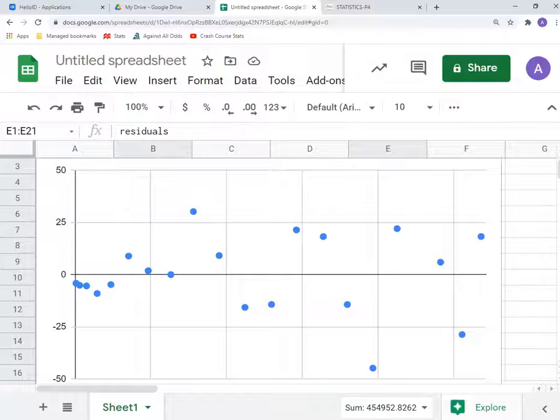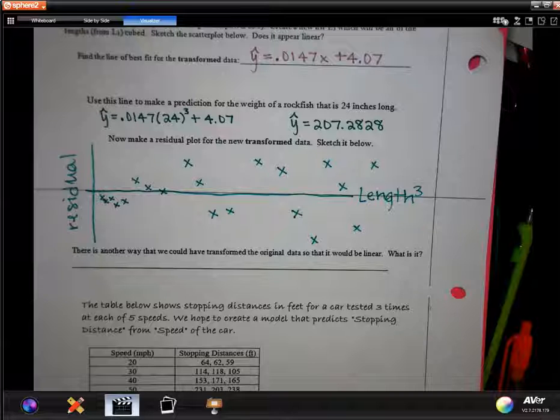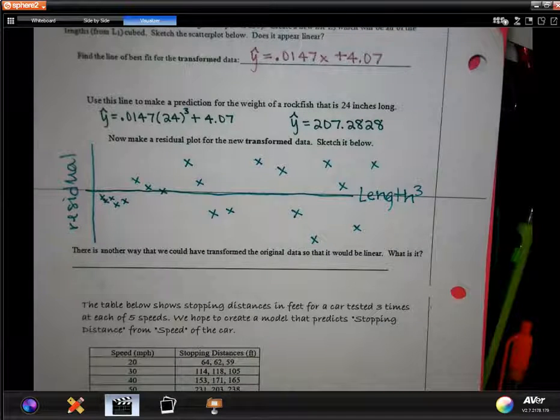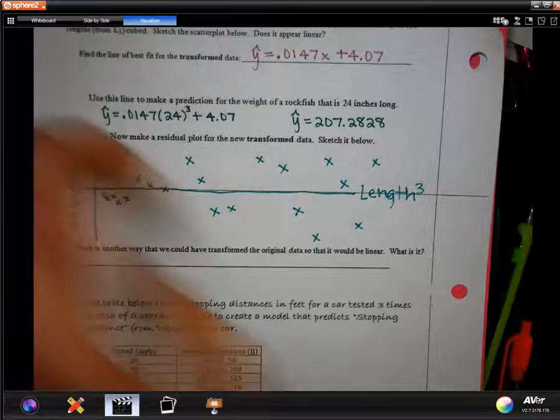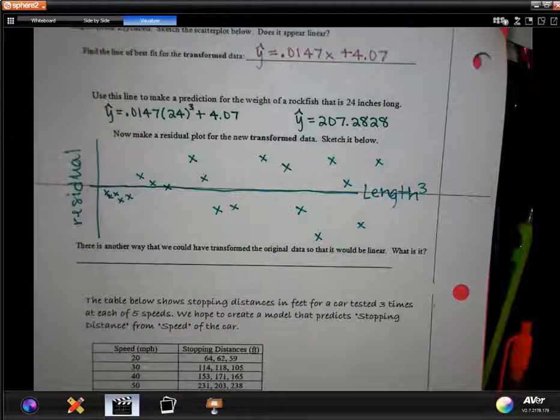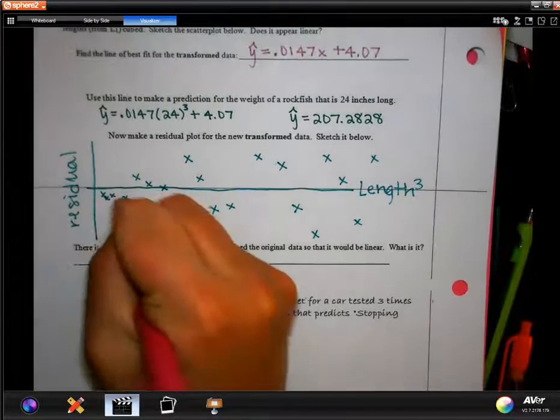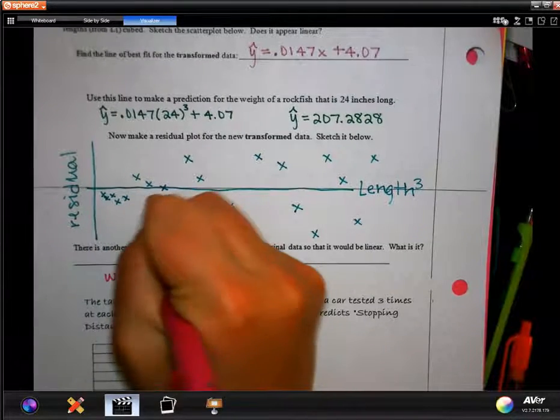All right, so again, it's just a sketch. My residual plot is not perfect, but it shows that there's no pattern, which is what we want to see. Residual on the y, length cubed on the x. So we transformed the data by making it so that weight was equal to length cubed.